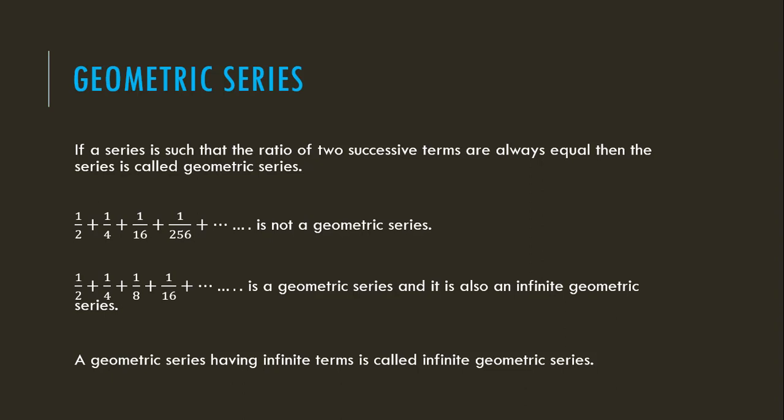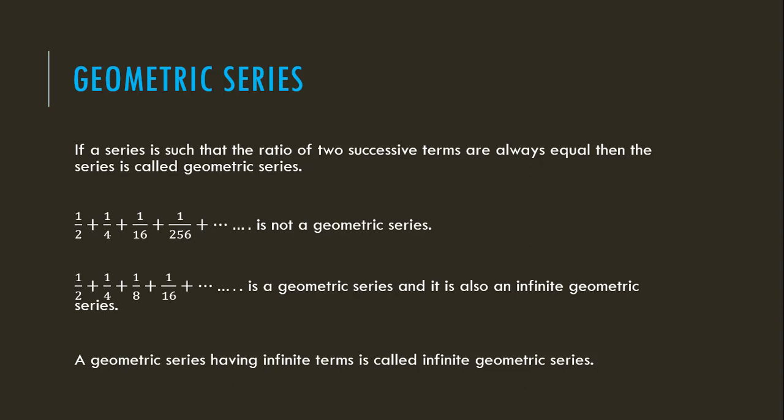If you divide 1 by 4 by 1 by 2, then you will get half. If you divide 1 by 16 by 1 by 4, you will get 1 by 4. So we can see that the ratio between two consecutive terms is not equal. Therefore, it is not a geometric series.